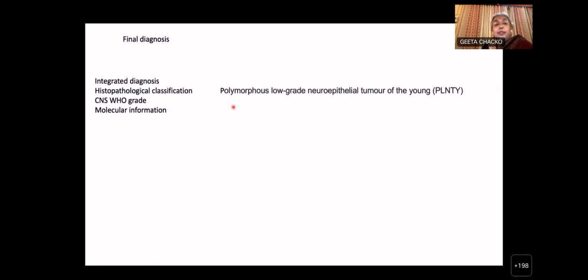So now, going into looking at it as an integrated diagnosis, at a histological level, we can say it's a polymorphous low-grade neuroepithelial tumor. What grade did I say it would fall into? Anvesha? Grade 2, ma'am. It's a grade 1 tumor.